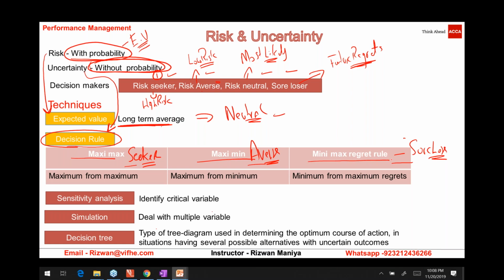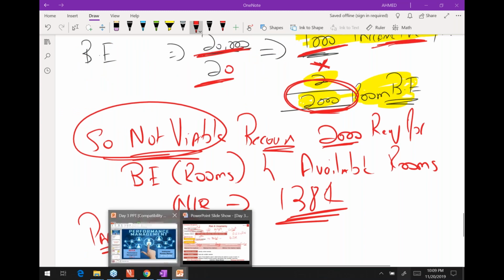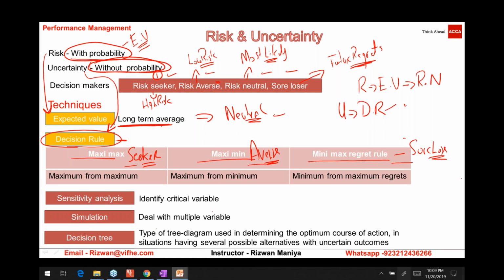Okay, so let's sum up. In a risky situation we use expected value, and expected value is used by risk neutral. I'm making this very simple, summarized for you. In an uncertain situation, we use decision rules. Decision rule number one: maximax, used by risk seeker. Decision rule number two: maximin, used by risk averse. Decision rule number three: minimax regret rule, used by sore loser.